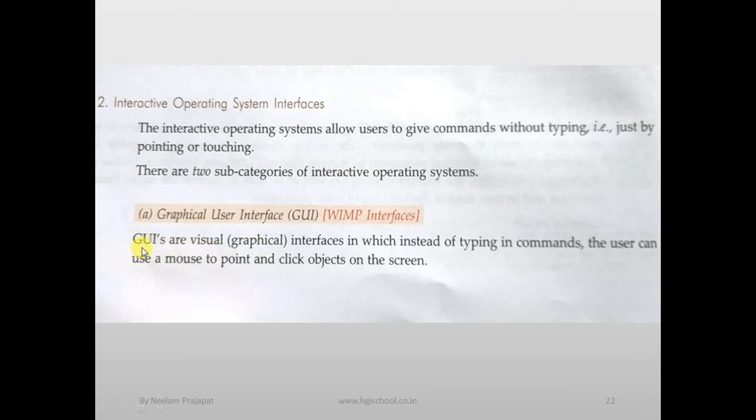Now GUIs are visual, meaning graphical interfaces. Like you can see, there are menus, icons, and even the mouse pointer we can see. So that is a visual, graphical interface. The mouse pointer is a graphical interface by which we can simply point at something, or click on something, or drag something. So instead of typing commands, the user can use a mouse to point and click objects on the screen.